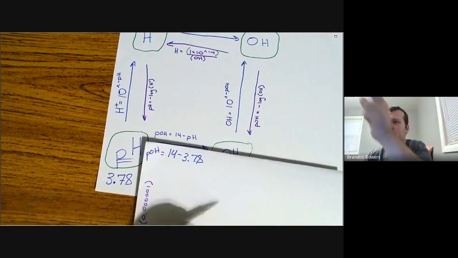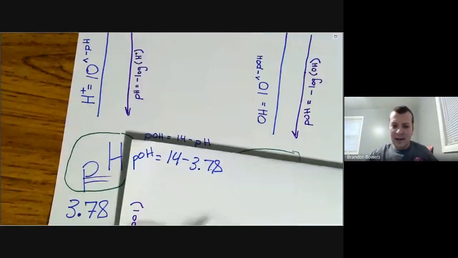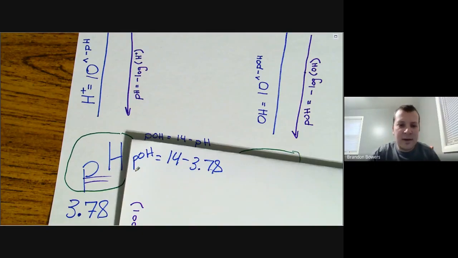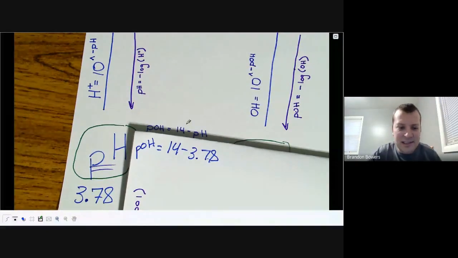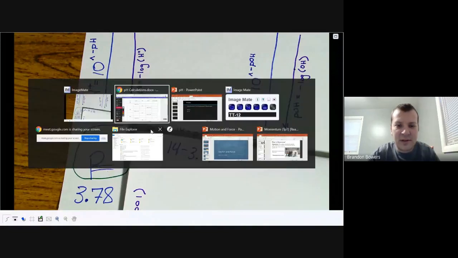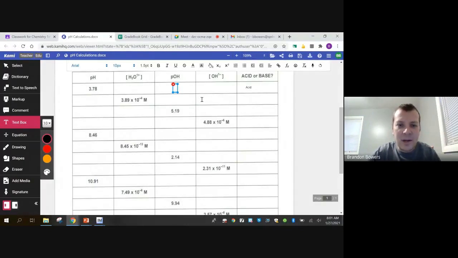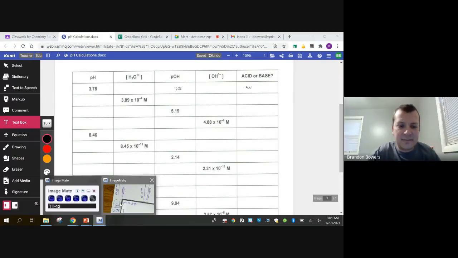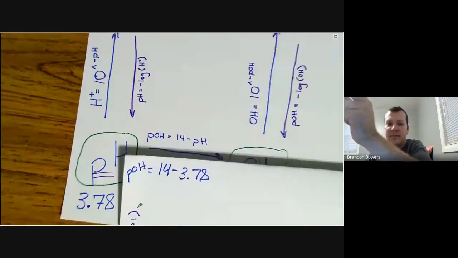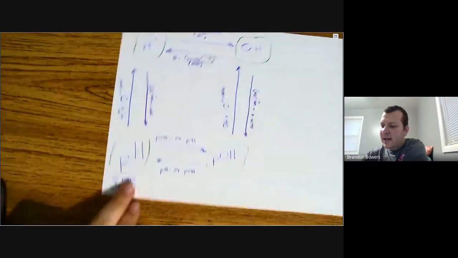When we plug that into my calculator, 14 minus 3.78, I got 10.22. So my pOH is 10.22. So what you're going to do is go back and fill in the pOH, 10.22. Next, let's solve for my H+. I'm going to zoom out. I'm going to solve for my H+.